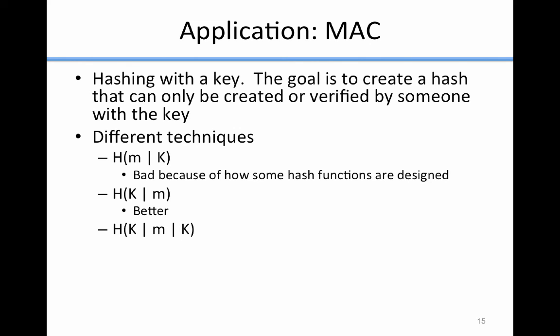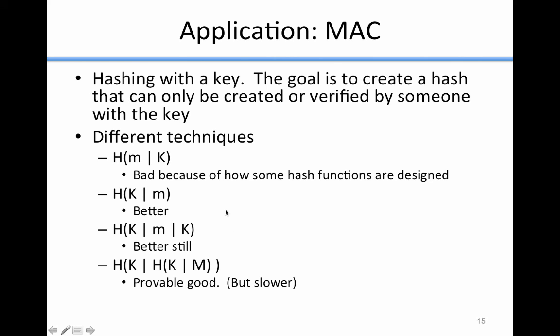Some people say, well, I could put it on the beginning and the end. Hey, why not just throw it everywhere? That could fix a lot of problems. And that's better still, actually. There's one way, though, and that's what this is here, where you hash twice and include the key in multiple locations. So if you use this technique for hashing, then this is called an HMAC.